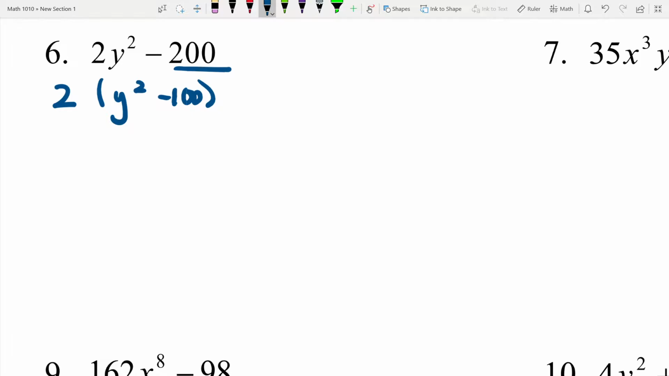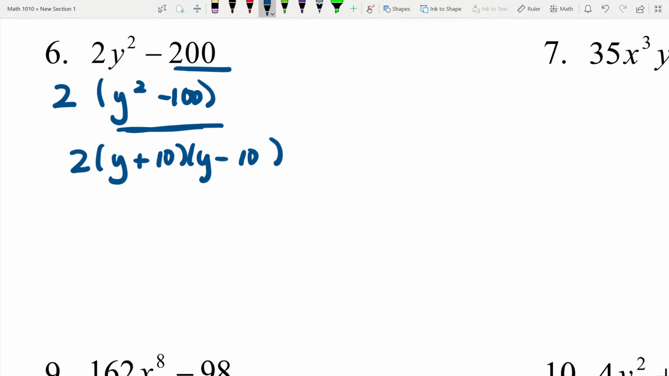If you stop right there, you're going to get 1 out of 3 points on this problem. I know, it's pretty painful. Why? What do you have to do now? You can keep factoring that, right? It's okay. Yep, you can keep going. So it's the difference of squares. So guys, the y to the second goes to a y and a y. One's a plus, one's a minus. 10 times 10 is 100. That's your answer, and I'm done.